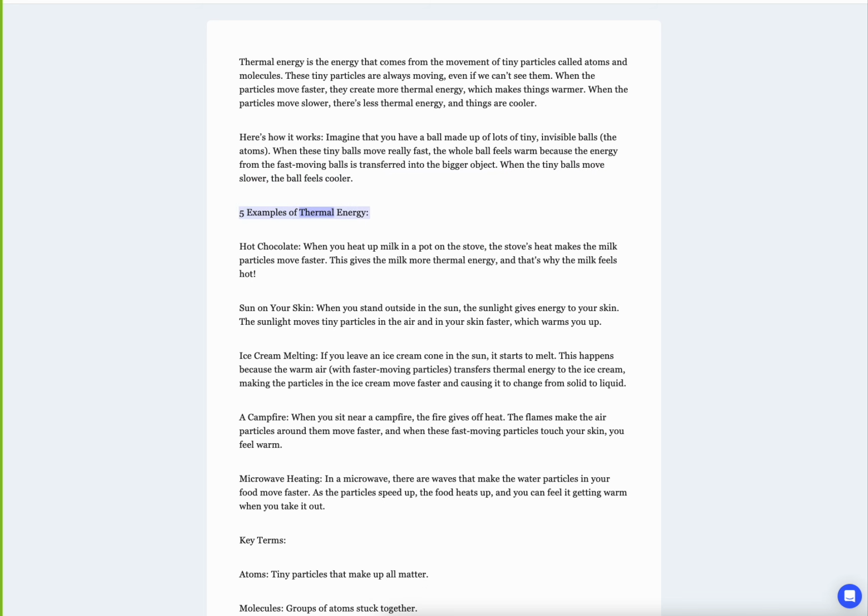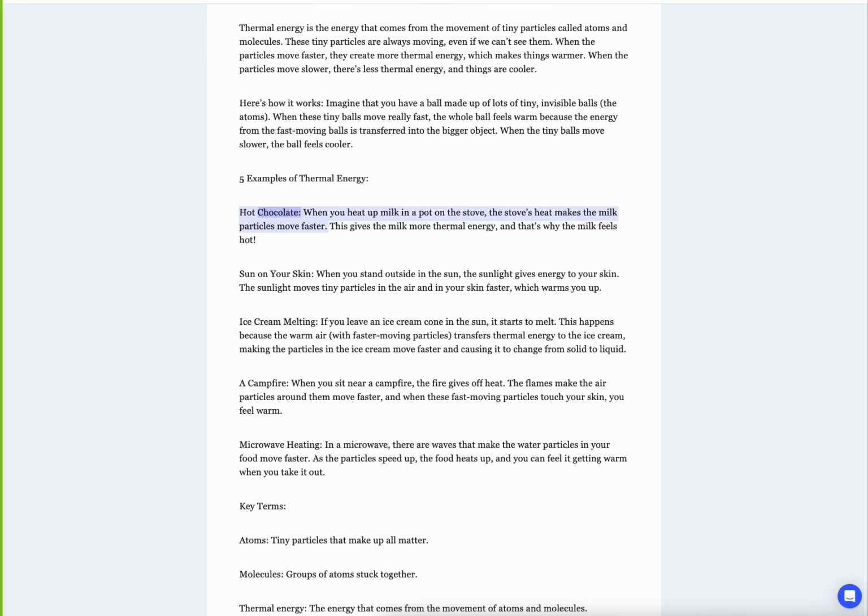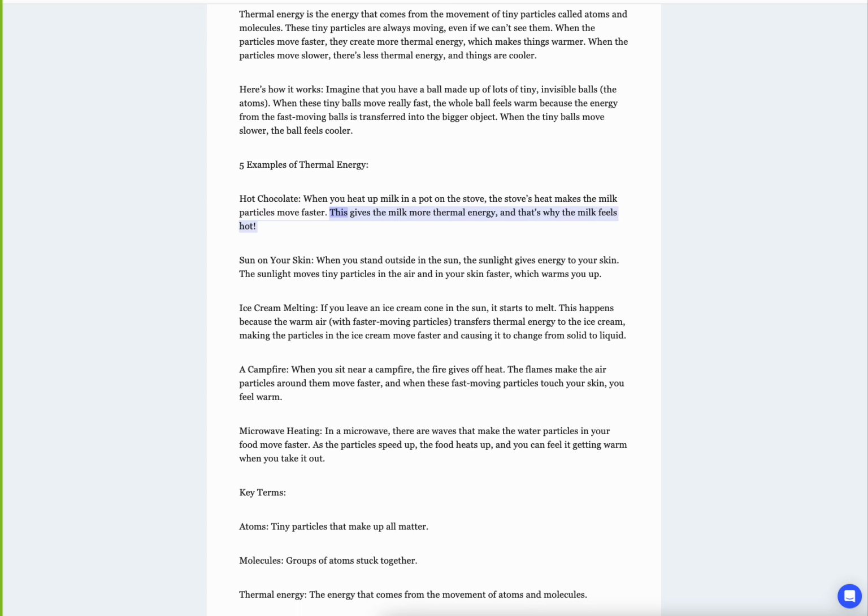5 examples of thermal energy. Hot chocolate. When you heat up milk in a pot, the stove's heat makes the milk particles move faster. This gives the milk more thermal energy, and that's why the milk feels hot.